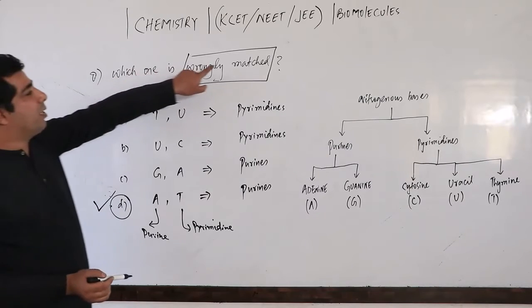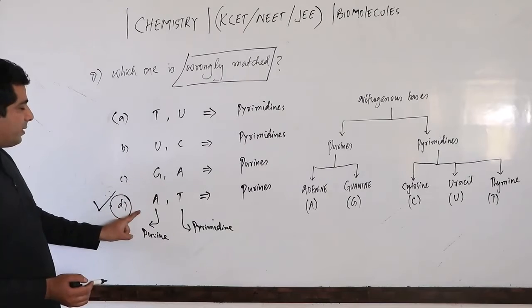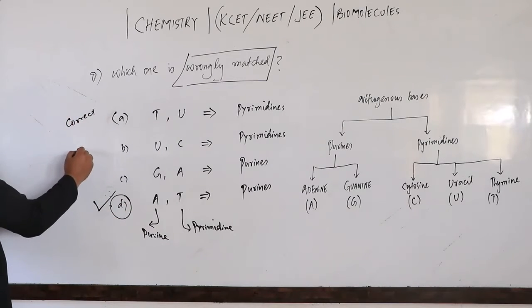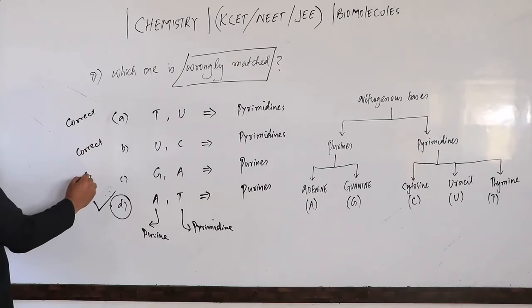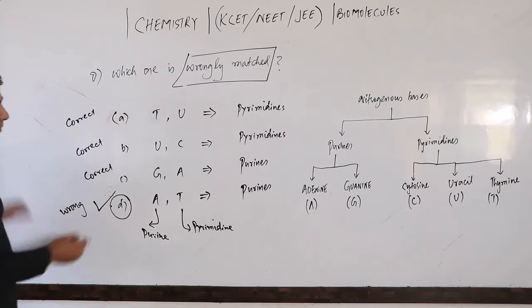Which one is wrongly matched? This is correct, correct, correct, and this one is incorrect. So the first one is correct, second one is correct, correct, and this one is wrong. So obviously our answer is the D option.